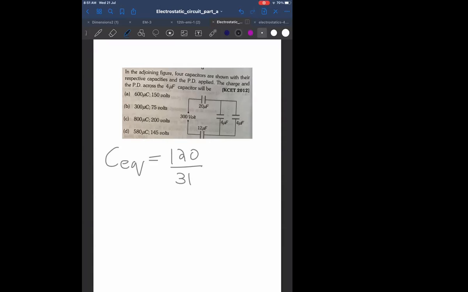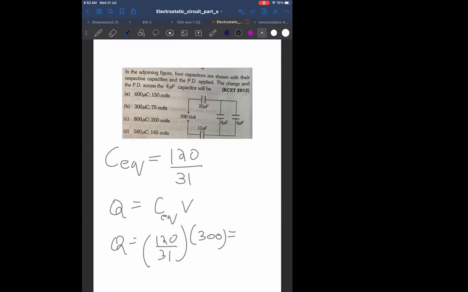Now tell me, what is the total charge of the system? The total charge of the system will be Q is equal to C equivalent into V. Therefore, C equivalent is 120 by 31 into V. V is given as 300. Tell me, what will be the total charge of the system? Almost 1200.